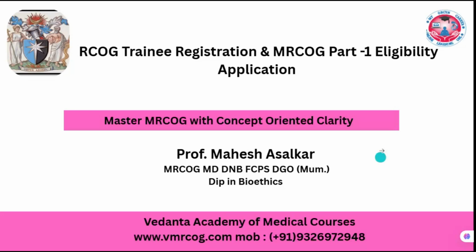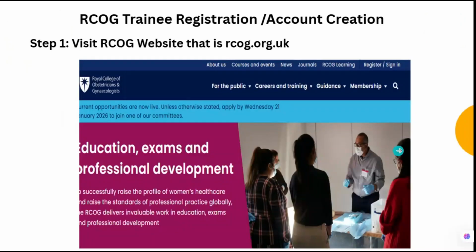In today's session, we are going to discuss how to register yourself with RCOG and how to send your application for assessment for Part 1 eligibility. For this, you need to go to the website of RCOG, that is rcog.org.uk. Once you visit this website, you will see this kind of homepage.